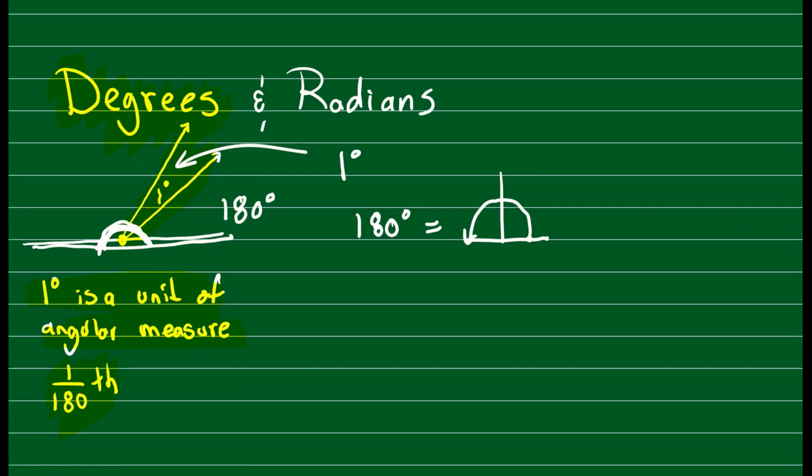Let's understand what is a degree. So we all know from our geometry courses that a right angle has 90 degrees. All right. So a straight angle has 180 degrees. It's a straight line. So this straight line has 180 degrees.